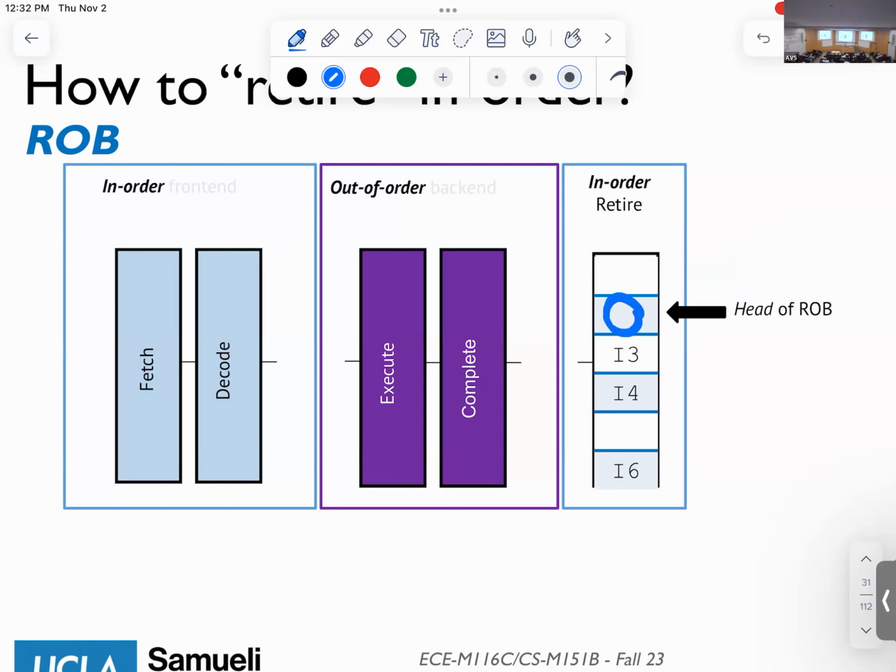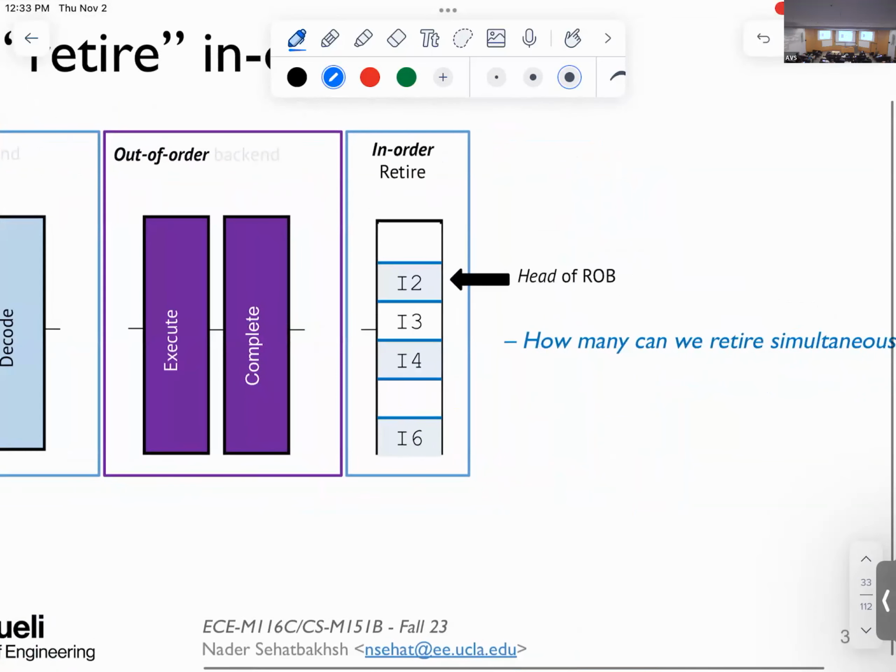Since this instruction hasn't arrived, I cannot retire these instructions, although they have already finished, right? They already completed, but I cannot retire them because I'm waiting for this instruction. And the nice thing about this is that, as I said, I cannot retire this I3, but once this I2 comes, then I can retire all these instructions at the same time. But of course, you cannot retire an unlimited amount of instructions.